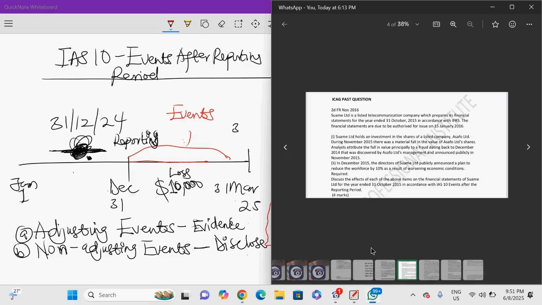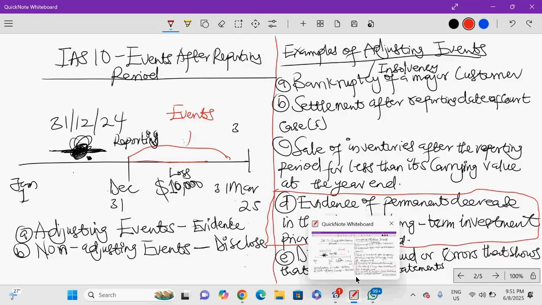So here, it is a non-adjusting event because the fall in the share price does not have evidence of its existence, because it can happen. It is uncertain. The way we treat fire and natural disasters is the same way we treat the fall in the value of the shares. So let me write: the fall in the value is a non-adjusting event.